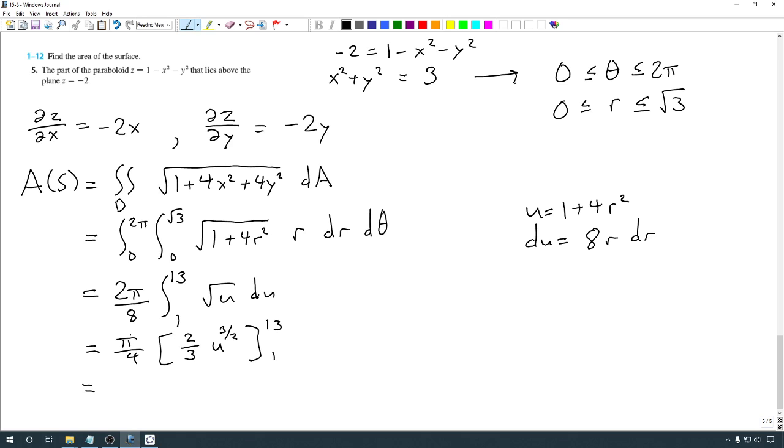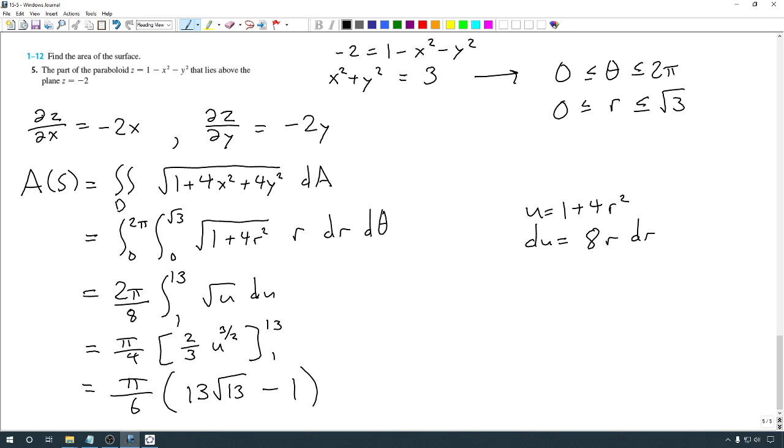I'm actually going to go ahead and combine the 2/3 with the pi over 4. The 2's will cancel out a 2, so we'll have pi over 2 times 1/3, or pi over 6. Then we have 13 to the 3/2. I like to write that as 13 square root of 13. Not really any more simplification we can do there. But then 1 to the 3 halves is 1.